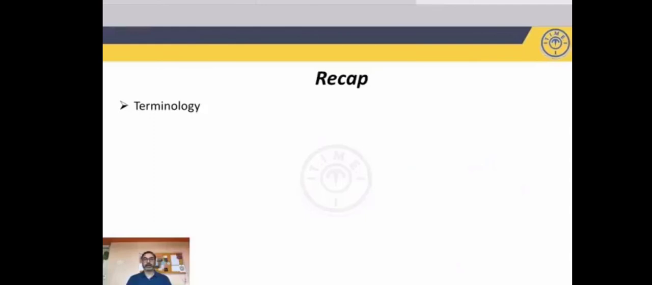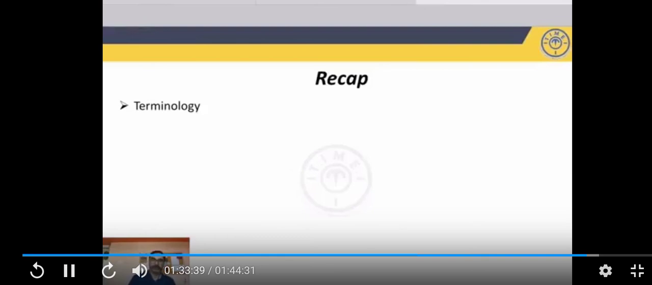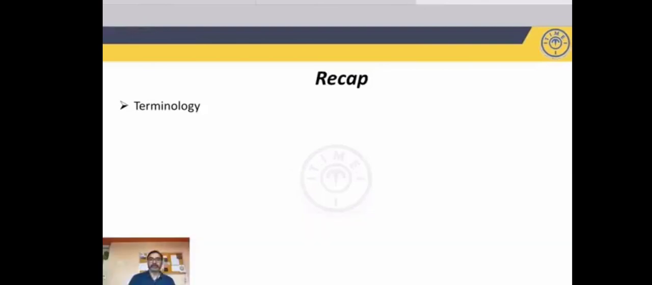Before we wind up, let us have a quick recap of what we have seen. Okay, we have started the chapter with different terminology. What are the different terminologies that are involved? We have started with the principal. What do you mean by the principal? Principal is nothing but the money that has been borrowed or lent.